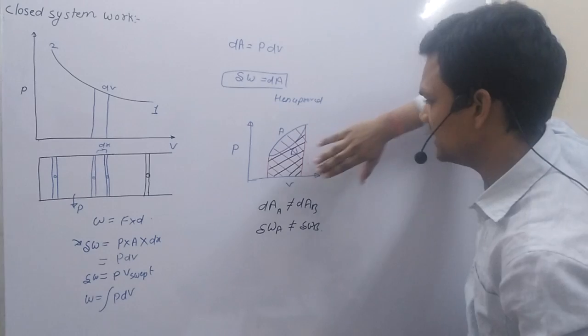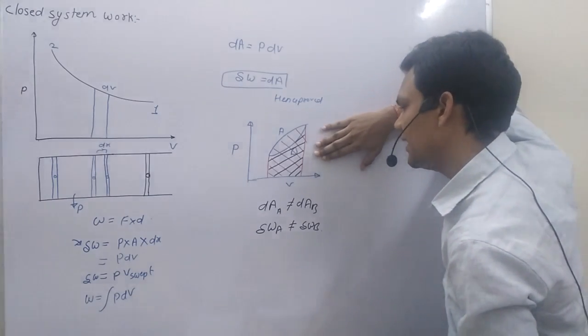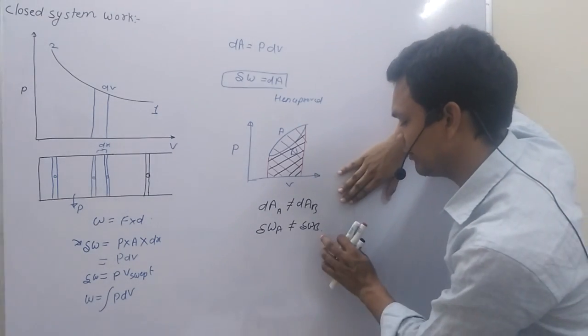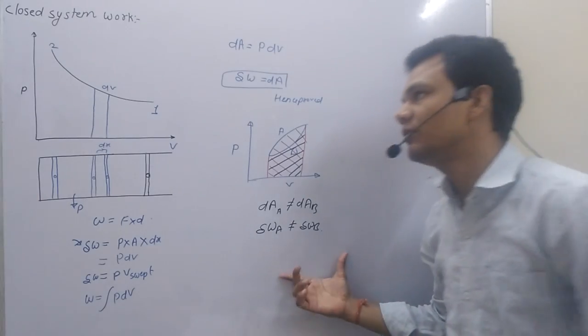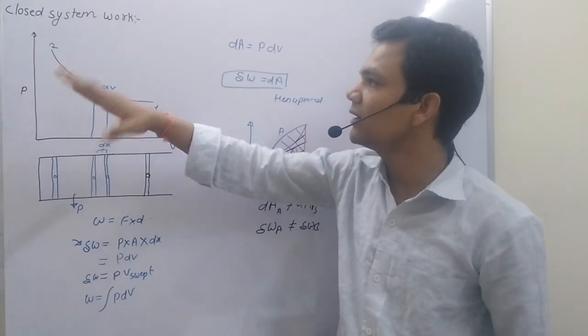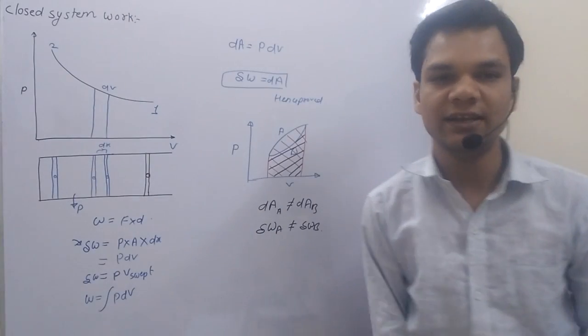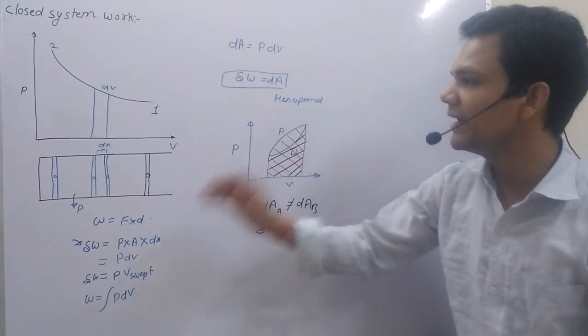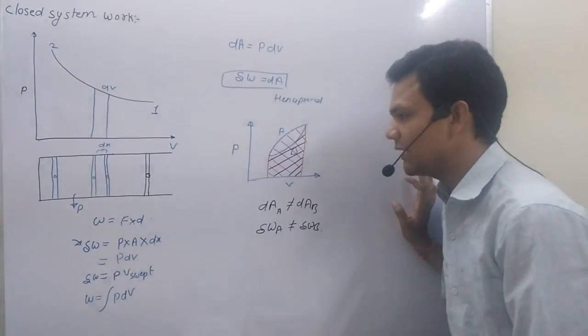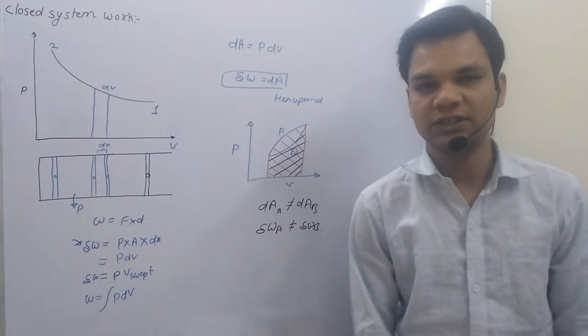In this case both areas are not equal, so the work done in both cases will not be equal. So this is about closed system work, or fixed mass energy analysis. Now in my next lecture I will describe work done in various processes. Thank you.